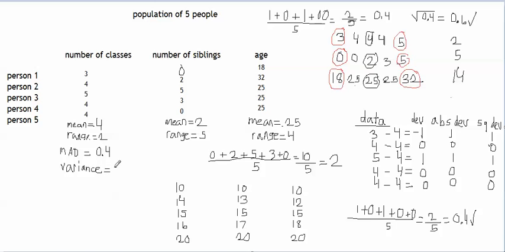Usually the variance won't be the same as the mean absolute deviation. It'll usually be bigger than the mean absolute deviation because the squaring will make the numbers larger. Right now I'm just using some abbreviations for standard deviation.